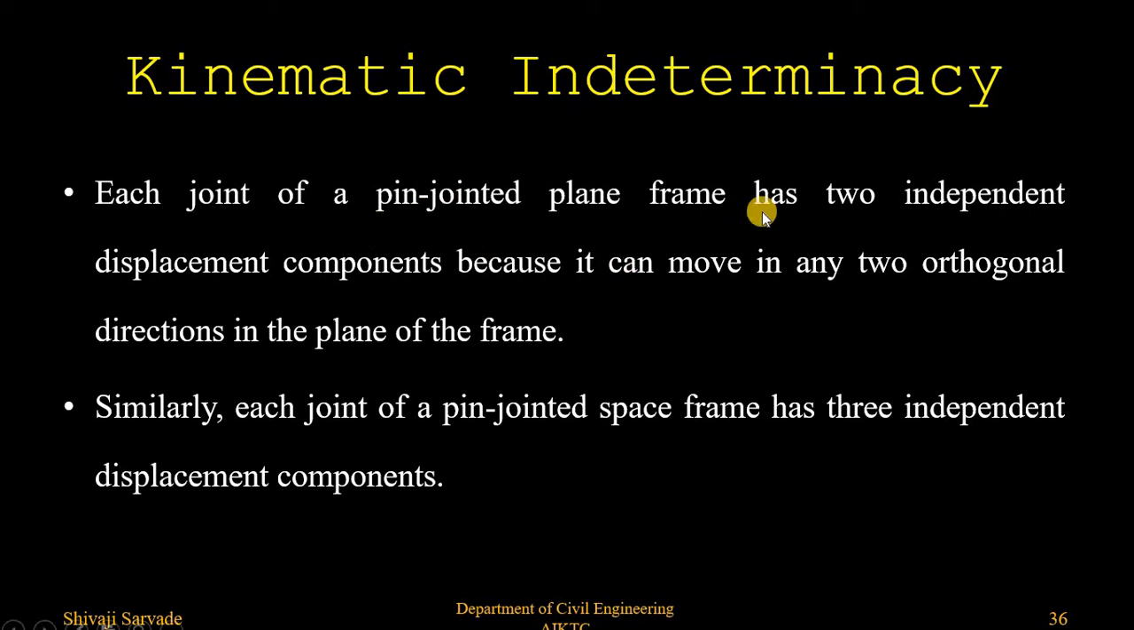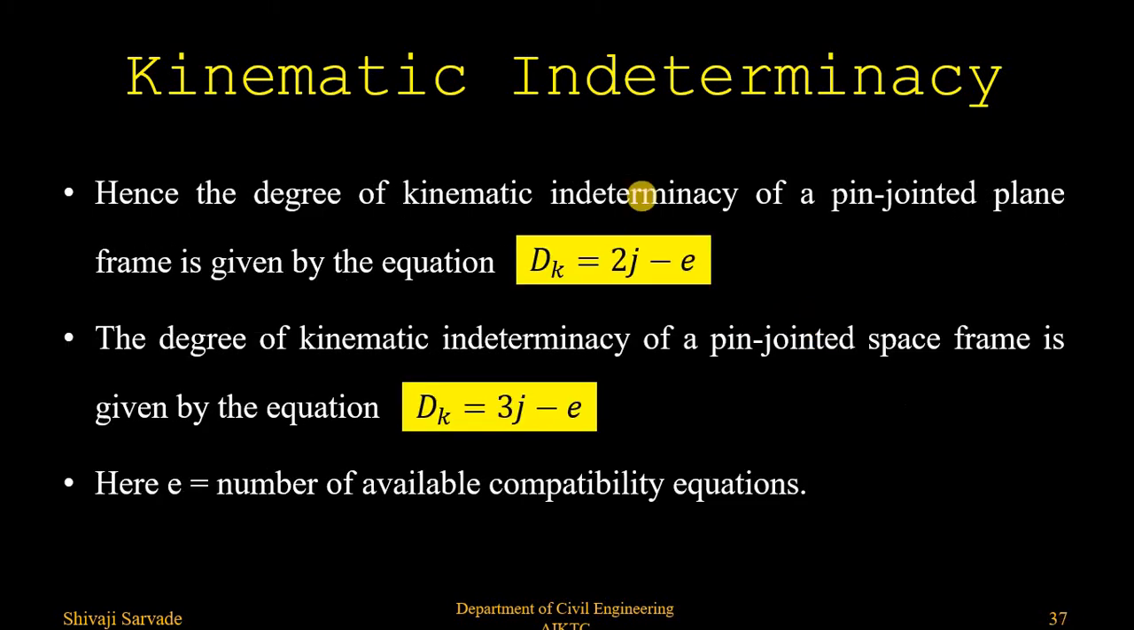Now if you check a pin jointed frame, we have seen it already, there is no bending moment in the structure. So each joint can either translate horizontally or translate vertically. In a 3-dimensional structure, it can have 3 independent displacement components, which are all translations: x, y, z translation. So the degree of kinematic indeterminacy is 2 times the number of joints minus E, where E is the number of available compatibility equations.